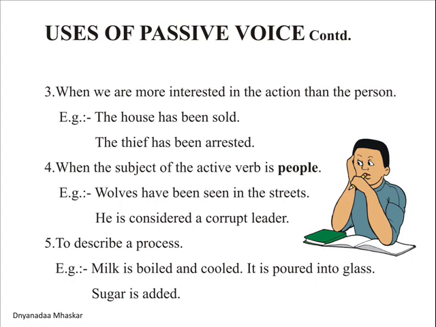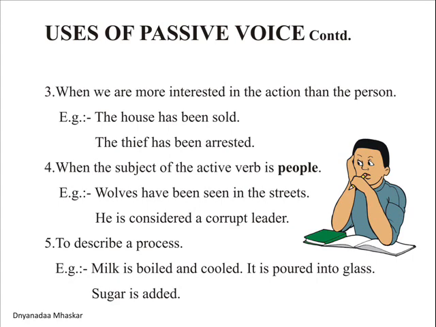Fourth point, when the subject of the active verb is people, that is, when we are talking about people in general. Example, wolves have been seen in the street. That means some person or people must have seen the wolves in the street. He is considered a corrupt leader. That is, there are some people who consider that particular person to be a corrupt leader. So here also, we do not know who exactly, but we are assuming it is a group of people or some people.